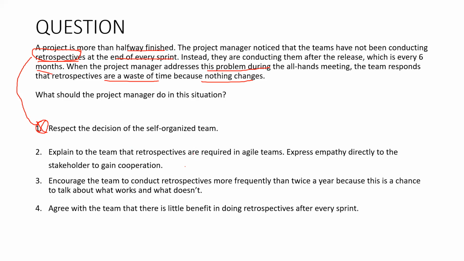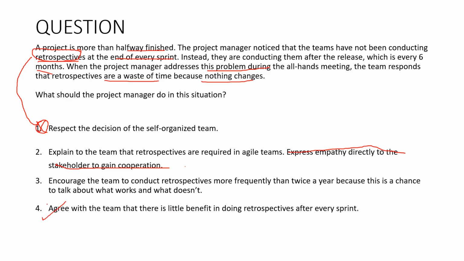Explain to the team that retrospectives are required in an Agile team. Express empathy directly to the stakeholder to gain cooperation. This is not a part of it, just from the previous one. So, explain to the team that retrospectives are required in an Agile team. Encourage the team to conduct retrospectives more frequently, twice a year, because this is a chance to talk about what works and what does not. Agree with the team that there is little benefit.